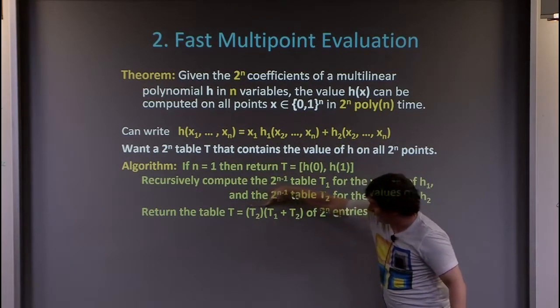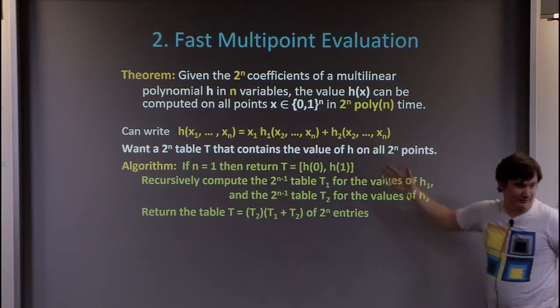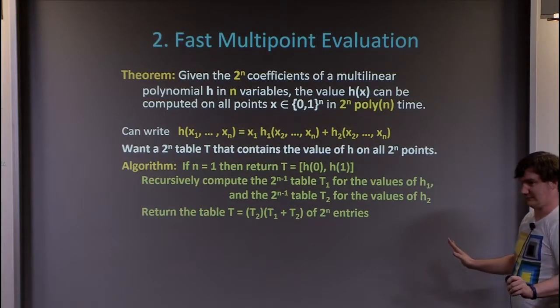So that's the x1 equals 0 part. When x1 equals 1, it's just h1 plus h2. So the component-wise sum is capturing that. Okay? So I just return this concatenated table. No big deal. All right? That's the algorithm. That's it.